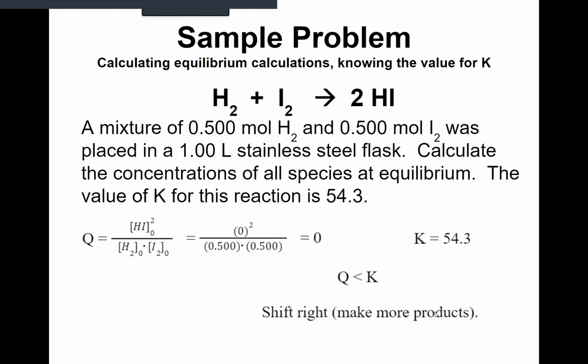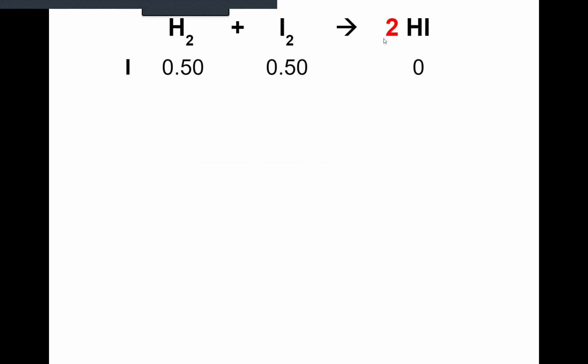Okay, what does that mean for us? Well, we're going to write the balanced equation and prepare an ice table. And I draw your attention to the coefficient 2 in front of HI, because that's going to play an important role here. The initial concentrations of H2 and I2 were 0.5. The HI was 0 because it wasn't mentioned.